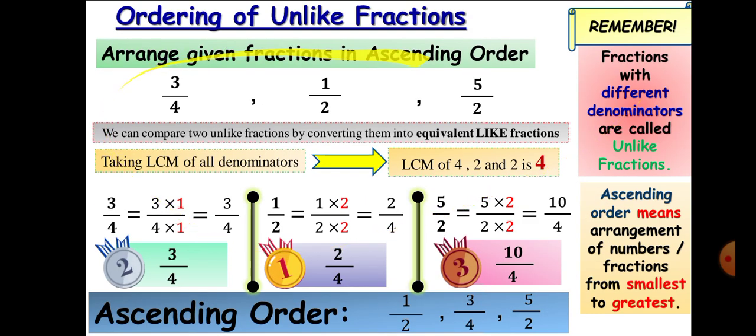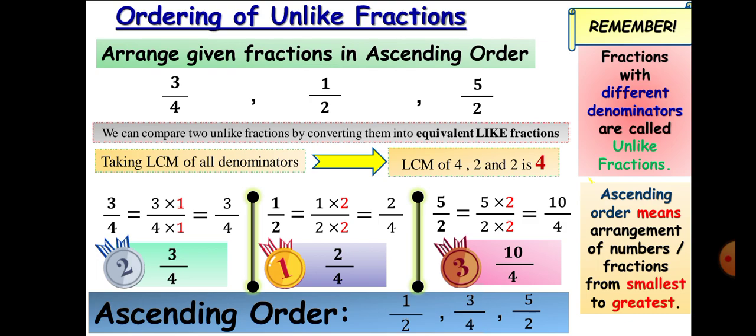Now if we are ordering unlike fractions, you have to remember that fractions with different denominators are called unlike fractions, and ascending order basically means arrangement of numbers or fractions from smallest to greatest. So if I have 3 over 4, 1 over 2, and 5 over 2, you can see that their denominators are different, but these two are the same. We have to convert them to equivalent fractions, so first of all you have to take the LCM of all the denominators. If you take the LCM of 4, 2 and 2, you're going to get 4.